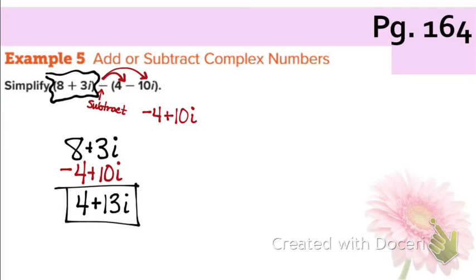That's my final answer. Your book is doing all kinds of other crazy stuff. This gets you the right answer. Distribute your negative, combine the real parts, combine the imaginary parts. Done. Do you guys see that check that's right underneath example 5? Yep. I want you guys to try that one on your own.